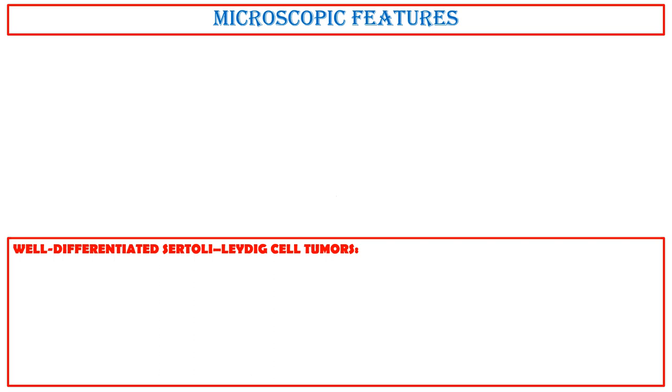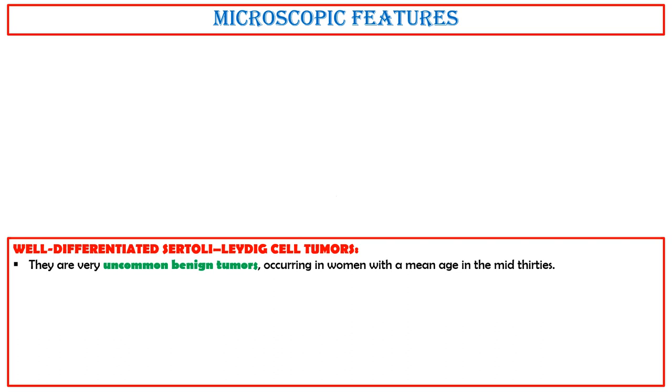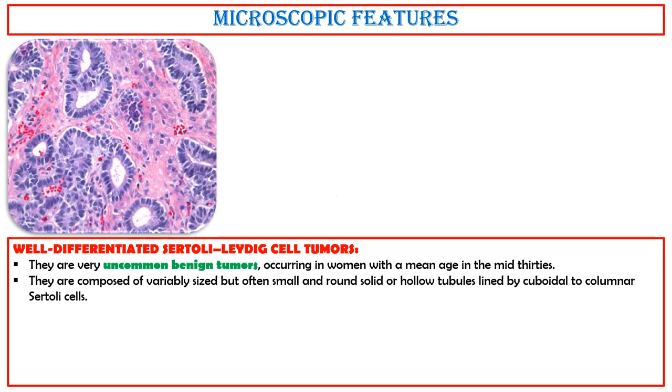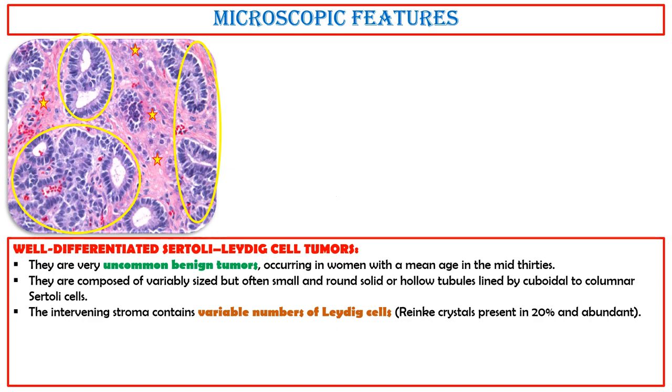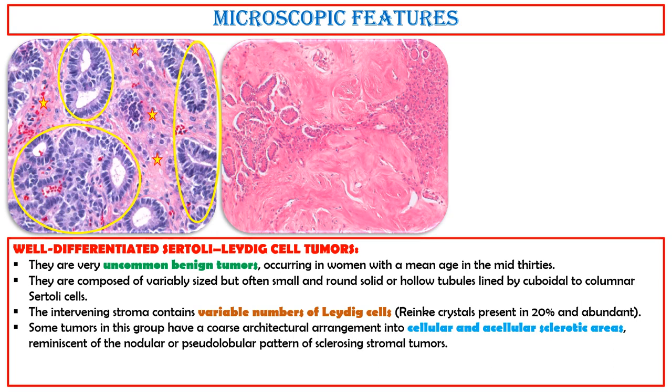Well-differentiated Sertoli Leydig cell tumors. They are very uncommon benign tumors occurring in women with a mean age in the mid-30s. They are composed of variable-sized but often small and round solid or hollow tubules lined by cuboidal to columnar Sertoli cells. The intervening stroma contains variable numbers of Leydig cells, Reinke crystals present in 20% and abundant. Some tumors in this group have a coarse architectural arrangement into cellular and acellular sclerotic areas, reminiscent of the nodular or pseudonodular pattern of sclerosing stromal tumors.